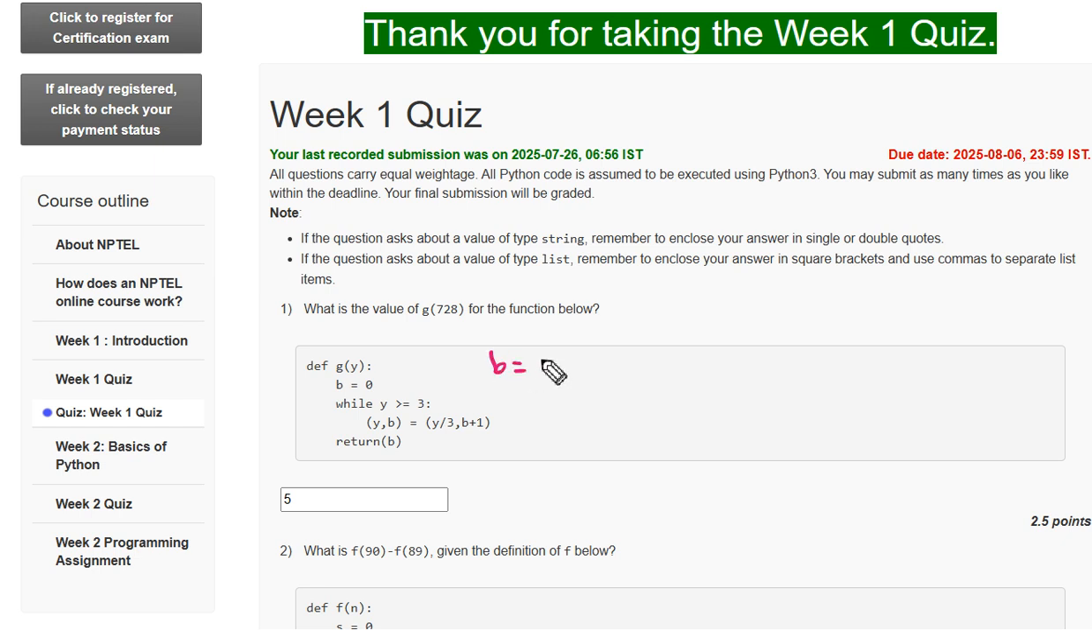Initially b value is 0, while y greater than or equal to 3. So the value of y is 728. 728 is initially greater than or equal to 3, true. Because it is true, y comma b, 728 comma 0, is assigned to y by 3 comma b plus 1. So we need to find out y by 3, 728 by 3.